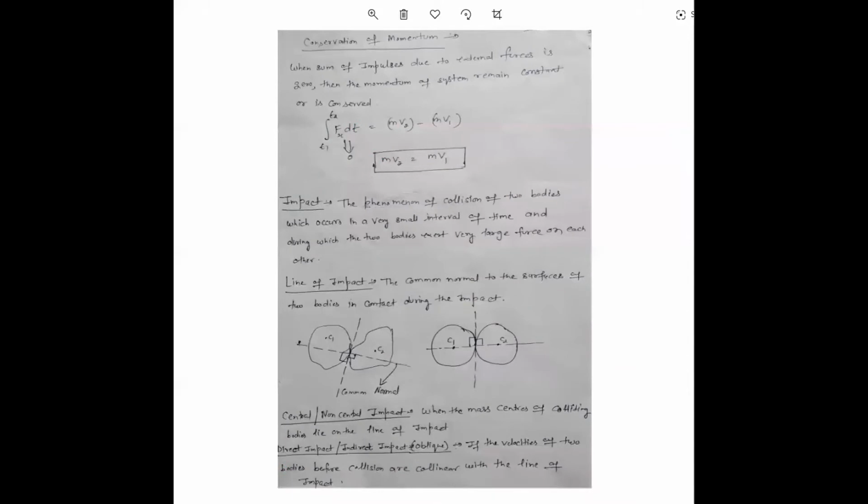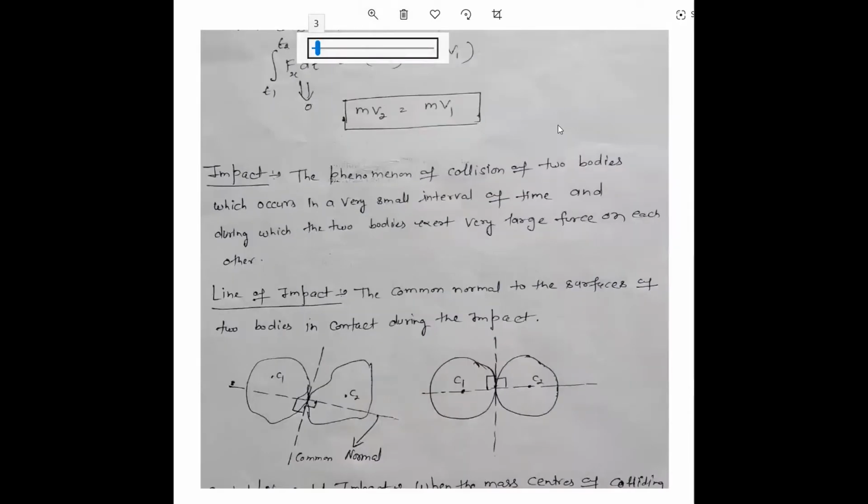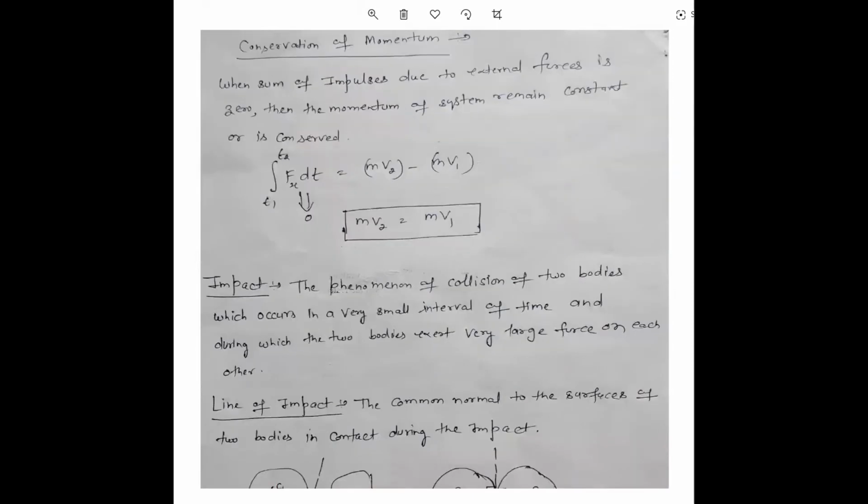Now come to the next topic, that is conservation of momentum. In the conservation of momentum, this force is applied externally on the body, and we apply a large quantity of force for a short interval of time. If this external force goes to zero, then this term is going to be equal to zero. So what is the momentum then? We will get final momentum equal to initial momentum. That is known as the conservation of momentum.